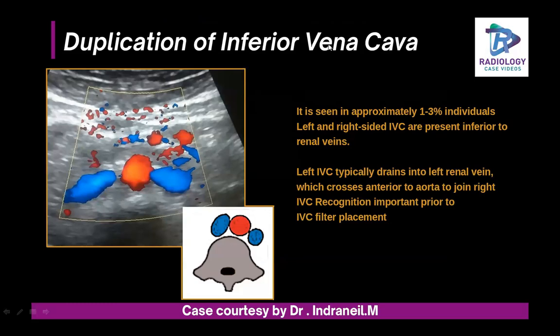Duplication of IVC, also known as double IVC, is a rare congenital variation. It is seen in approximately 1 to 3% of individuals. Here the left IVC drains into the left renal vein, which then crosses anterior to the aorta to join the right IVC.